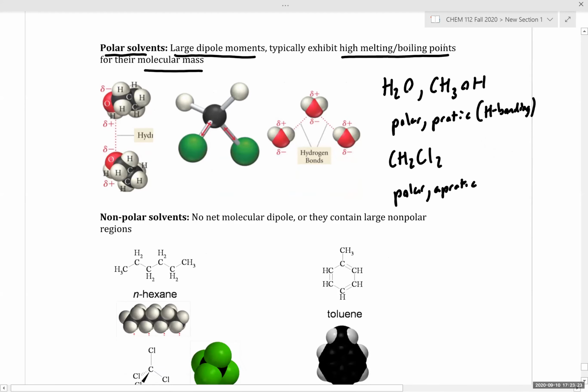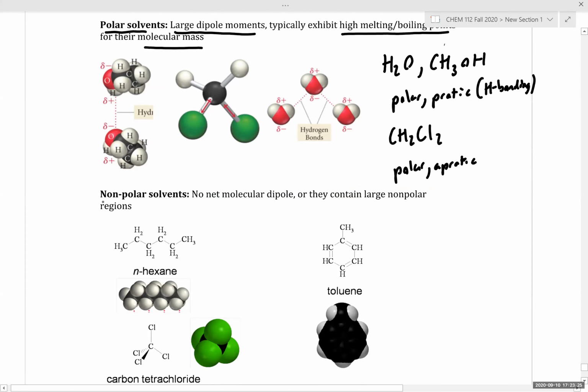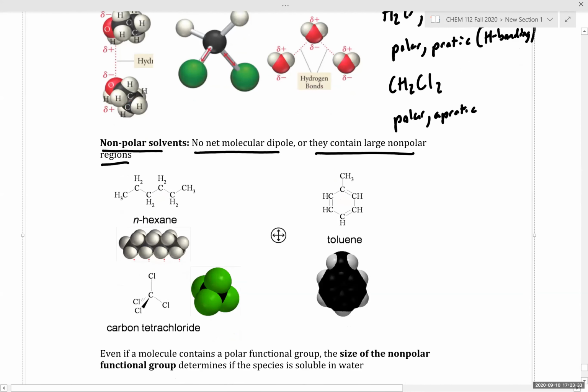For your nonpolar solvents, these nonpolar solvents have no net molecular dipole or they contain large nonpolar regions. These are your hexanes, your toluenes, your carbon tetrachloride. These are nonpolar molecules and they engage primarily in London interactions or dispersion forces.